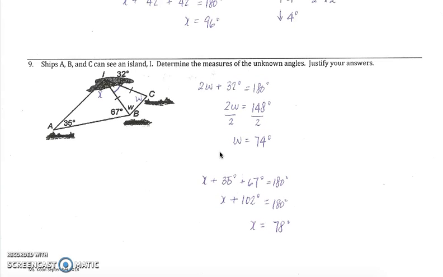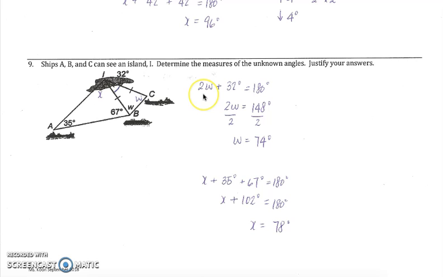Question 9. Ships A, B, and C can be seen from an island. Determine the measures of the unknown angles. Justify your answers. So in the top triangle here where you have ships C and B, the text here shows you 2 equal sides, making angle B and C equal to each other. So this is an isosceles triangle.